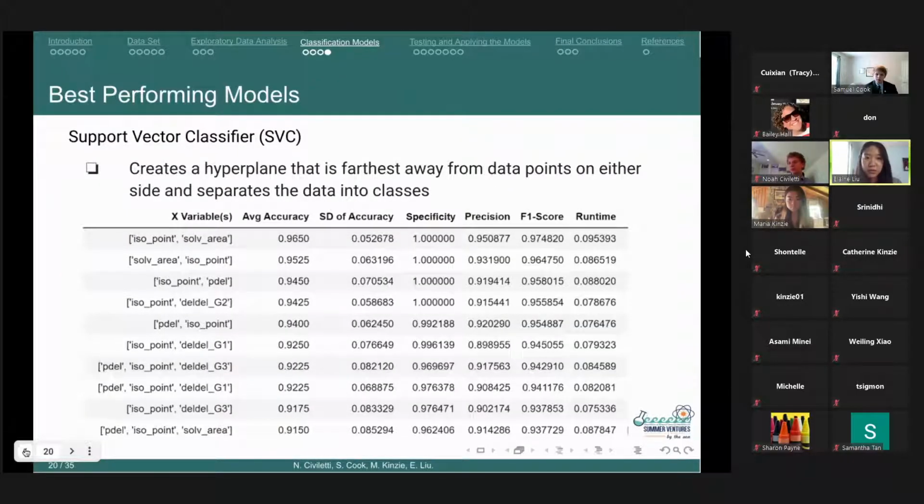The final best performing model was SVC models, or support vector classifiers. These work by creating hyperplanes or border delineations that separate data points into different classes by being the farthest away from data points on either side. This one also performed very well, even better than KNN, with an average accuracy of 96.5 as the best, but consistently around 95, even higher specificities and precisions, and even lower runtimes, making it overall a more efficient model.